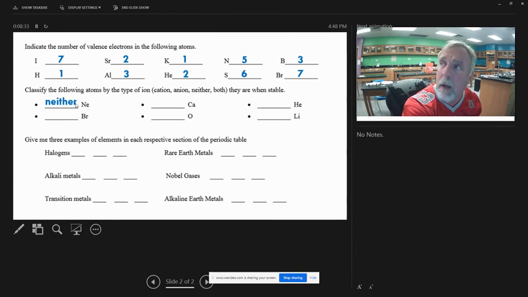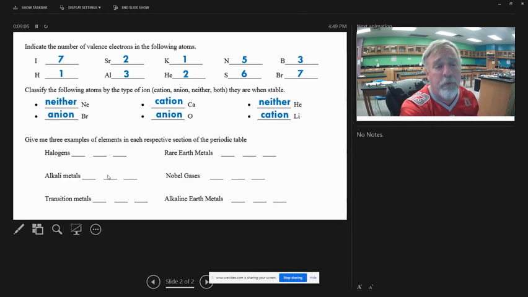If we go over to calcium, calcium we see is a metal. Metals form cations. So for helium, that's all the way to the right. That's in the noble gases. It does not react. It's not going to form either. It's going to be neither. Bromine, group 7. It's a nonmetal. Nonmetals form anions. Oxygen, again, a nonmetal. And nonmetals form anions. And lithium is a metal. Right? So it's going to form a cation.